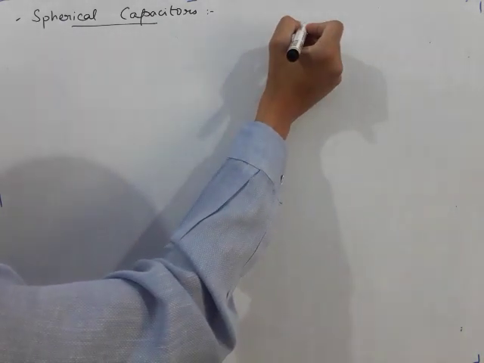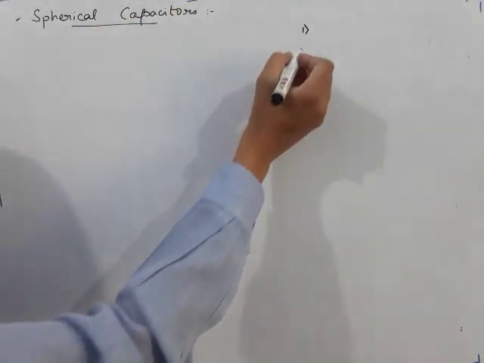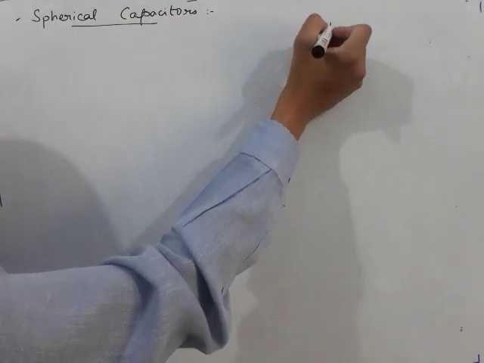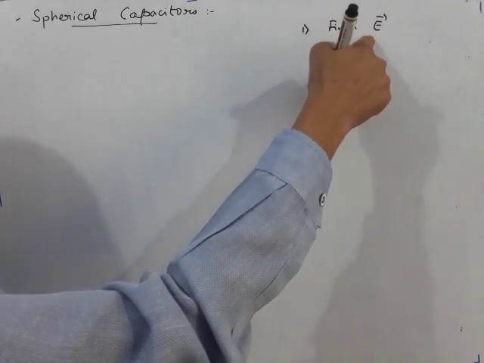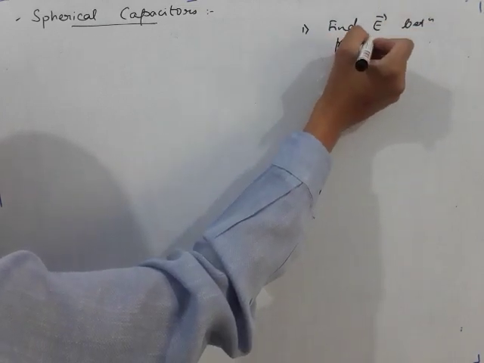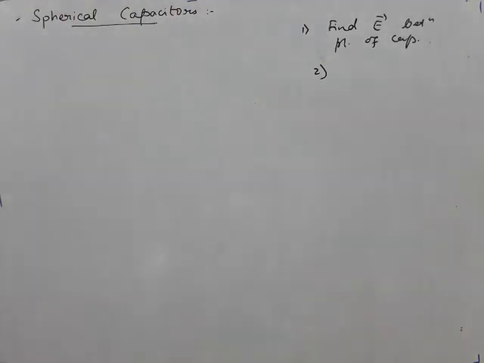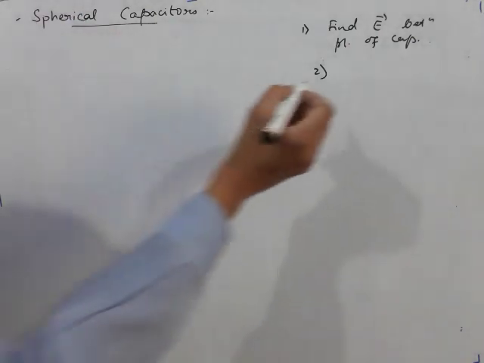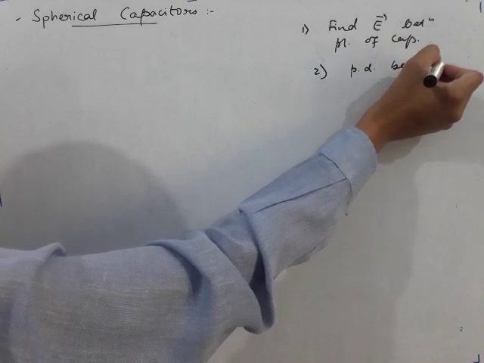So step number 1. Whatever kind of capacitor is given, in between the plates of the capacitor, you have to find the electric field. Where do you have to find the electric field? Between the plates of the capacitor. This is step 1. Then the second step, after finding electric field E, you have to find the potential difference between the plates.